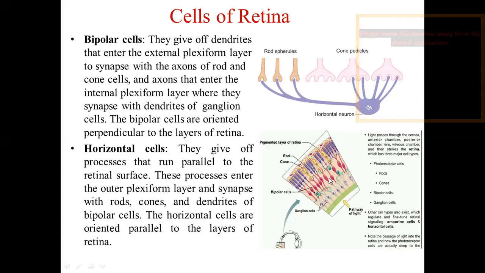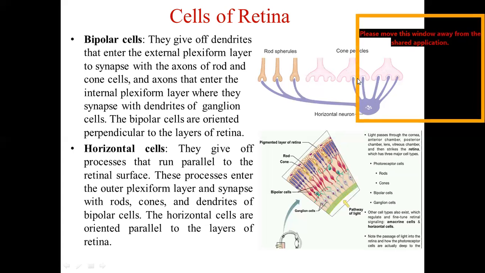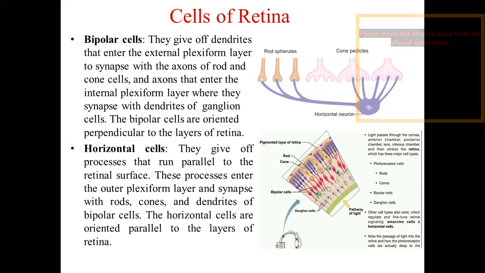Then we have the horizontal cells. See, these are the horizontal cells which are synapsing with rods and cones, their end processes. So here the horizontal cell will give off processes which run parallel to retinal surface. Now these processes enter the outer plexiform layer and they synapse with rods, cones and dendrites of bipolar cells. The horizontal cells here, they are oriented parallel to the layers of retina.